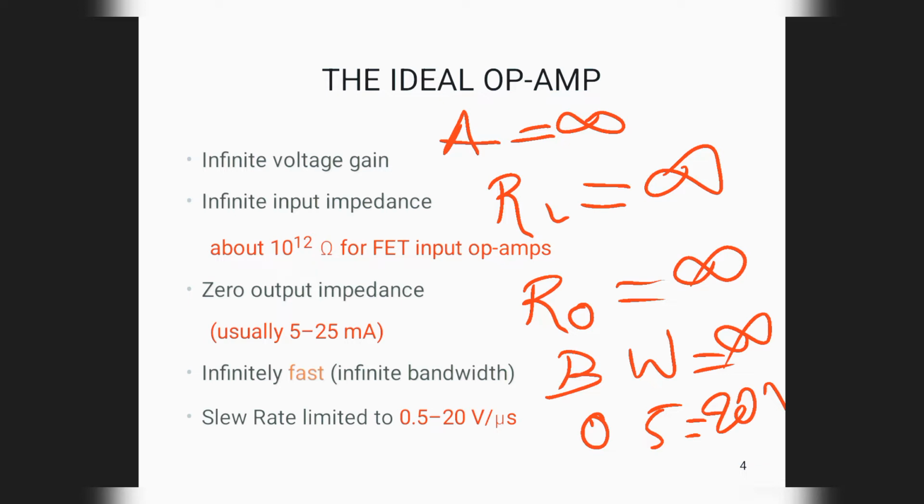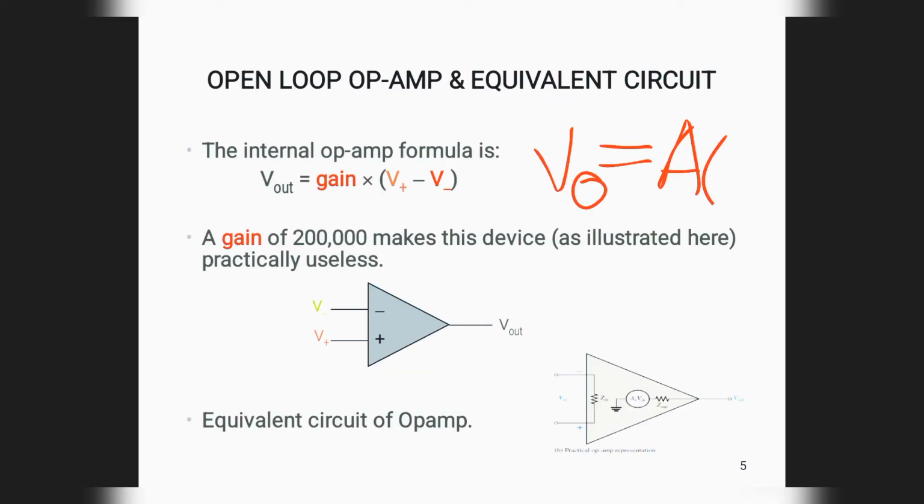Now, what is open loop op-amp and how does its equivalent circuit look like? So here we can see that the internal op-amp formula is given by V output should be given by A, that is the gain of the amplifier, and difference of the voltages V2 minus V1, or in general we can write A into Vd equals V0. So the gain of a practical op-amp should be around 2 lakh or 2 into 10 to power 5. This makes this device practically usable in any kind of circuit.